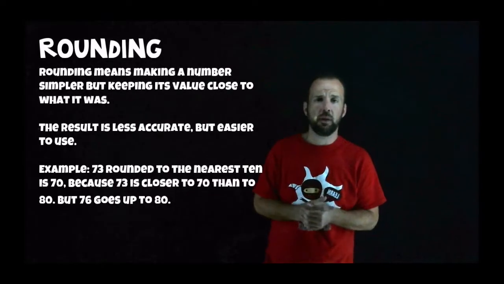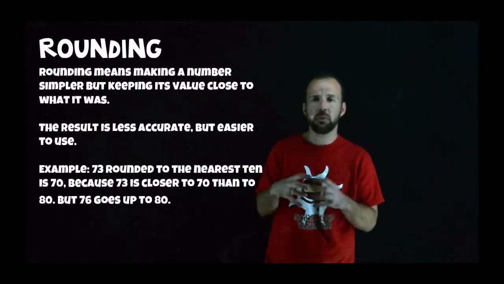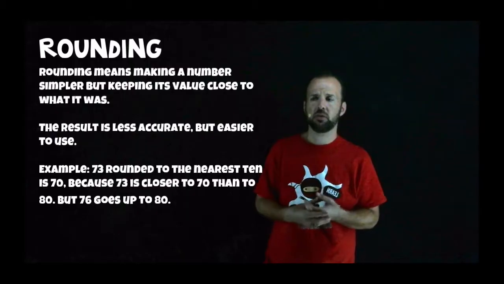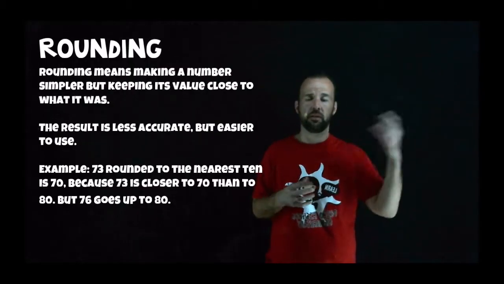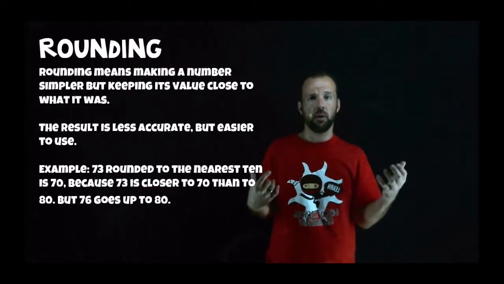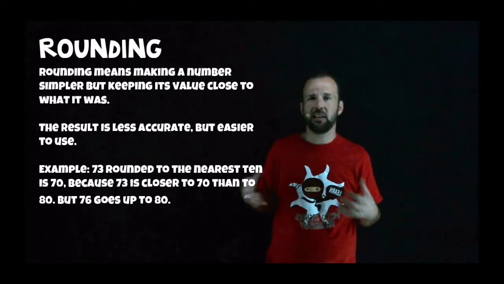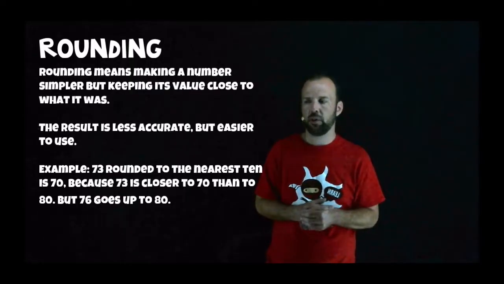So rounding. Let's take a look at what the term round means and what it means to round a number. So basically when we're rounding a number, we're making it a simpler number to work with, but we're still keeping it close to the value that it had. So we're not just pulling some random number out of the air that we want to work with. We're keeping it close to what it was, but we're making it a little bit simpler, a little bit easier to work with. The way I like to think of it is with shapes.